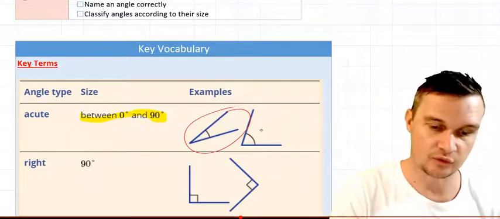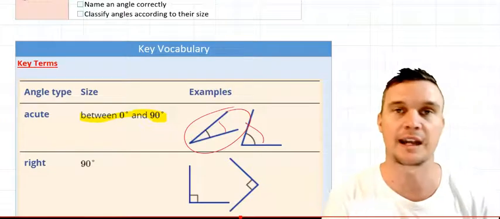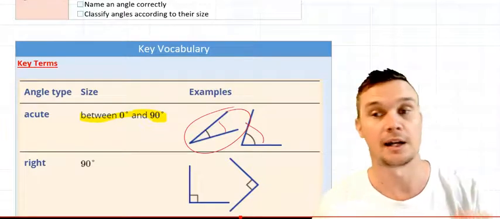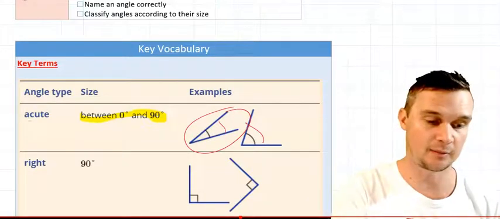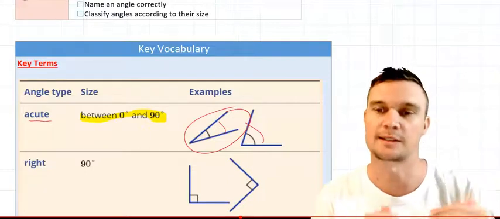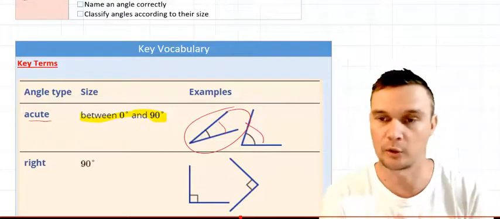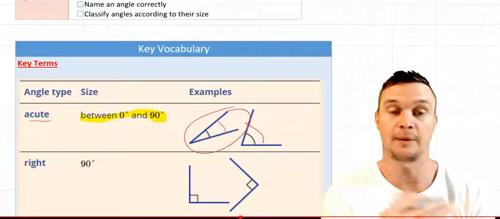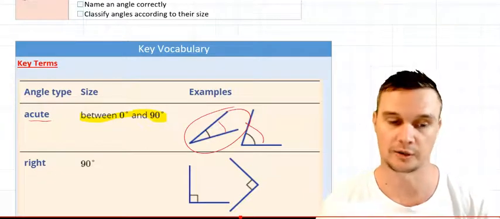And we can see that is true for these ones here, so we know that they're smaller than 90 degrees. A nice way to think about it is to think of cute as small. We refer to cute things as small, you know, cute baby, etc. So it's something that's between 0 and 90 degrees.